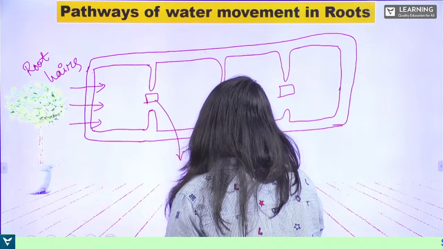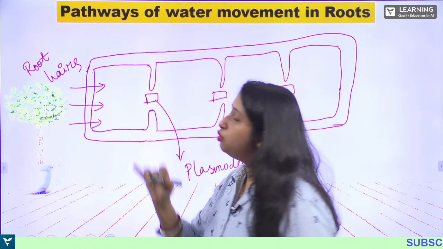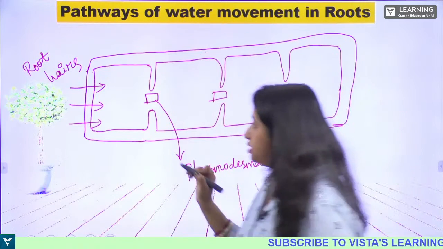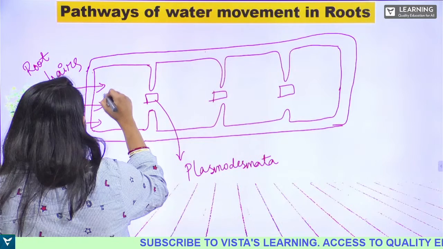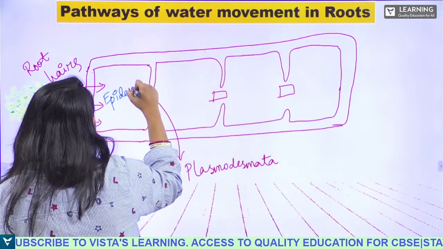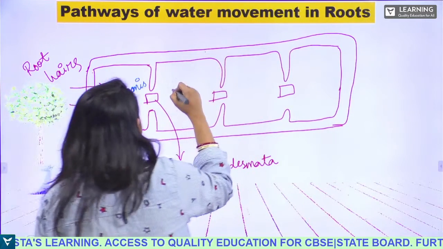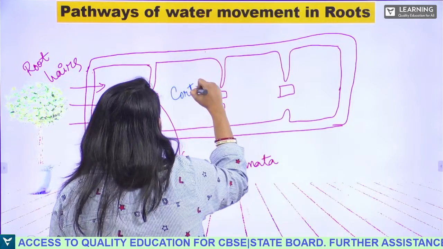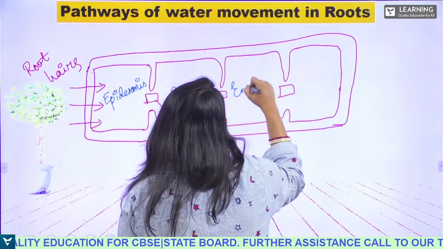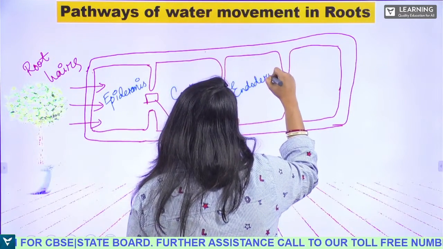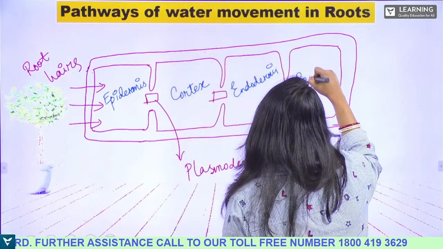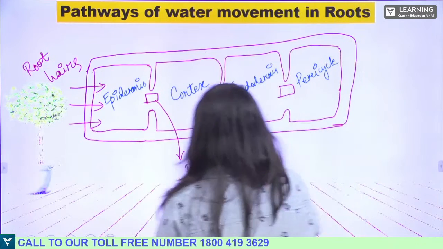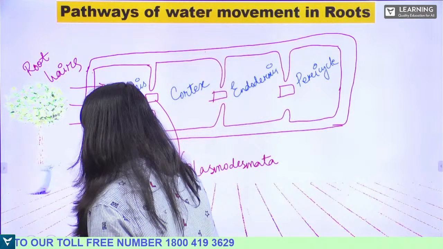Okay. Now, after the root hair, what is the first layer? That is the epidermis. Let me use this blue color. This is epidermis. This is cortex, then endodermis, then pericycle, and after that, what is this?